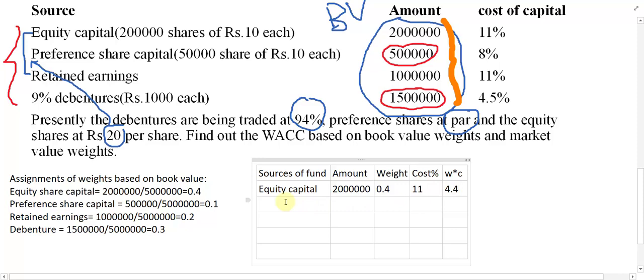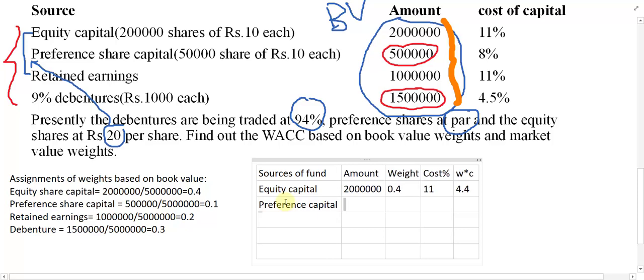Then the next one is preference capital. Preference capital is equal to 5 lakh. The weight is 0.1. The cost is equal to 8%. If you multiply this one into this one, you get 0.8. Right, that's it.